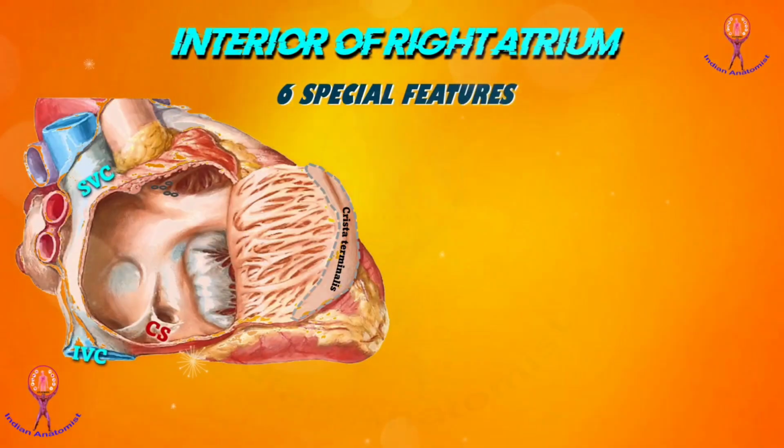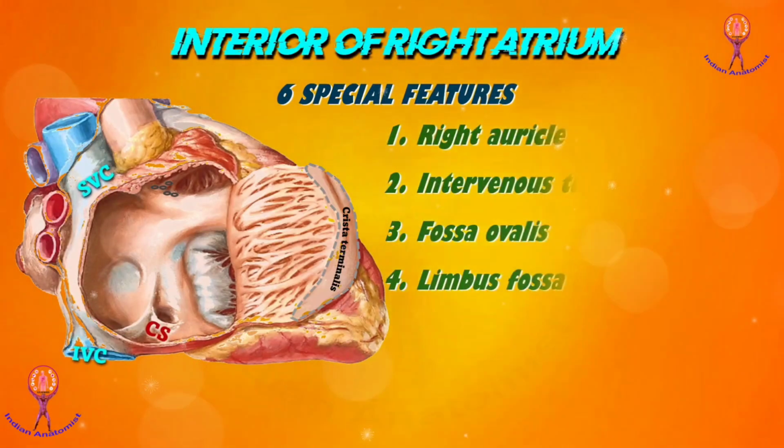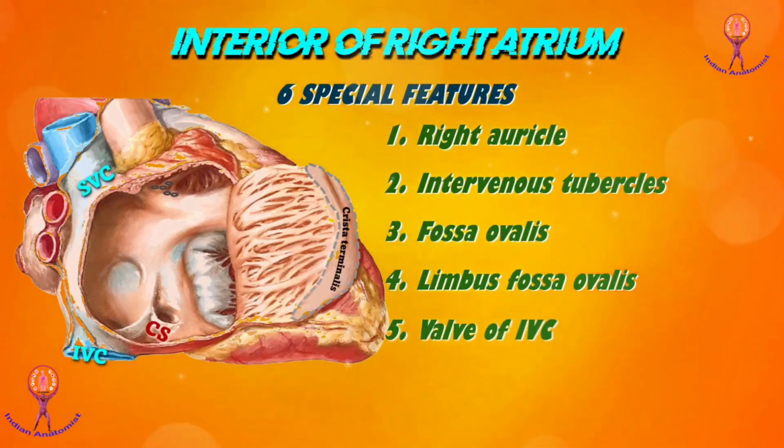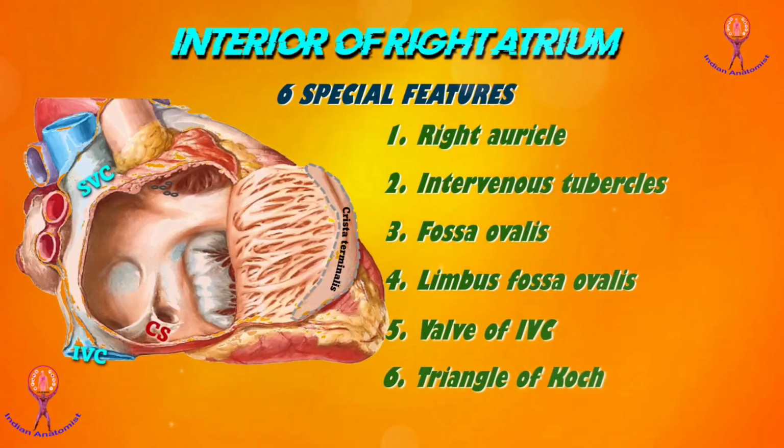Other special features of the posterior wall of the right atrium are: 1. Presence of the right auricle. 2. Intervenous tubercle. 3. Fossa ovalis. 4. Limbus fossa ovalis. 5. Valve of the inferior vena cava or Eustachian valve. And finally, number 6 is the triangle of Koch. Now, we will discuss each one of these special features.